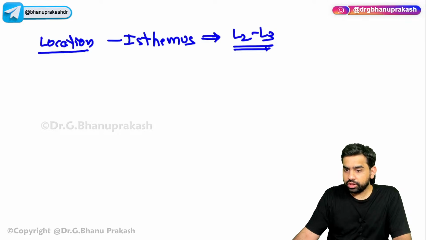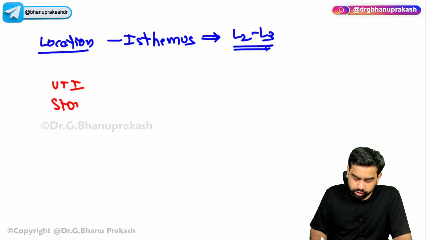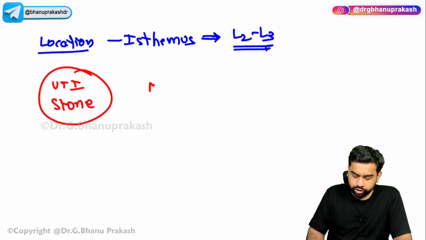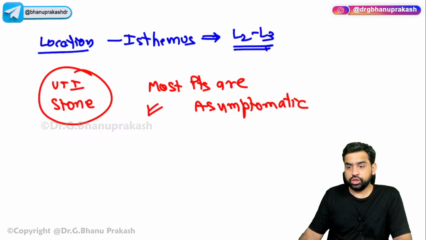Patients are usually asymptomatic. They can come to you with a urinary tract infection or with stones, but most of these patients are asymptomatic. Okay, I hope you are able to understand this particular point. Most of the patients are asymptomatic.